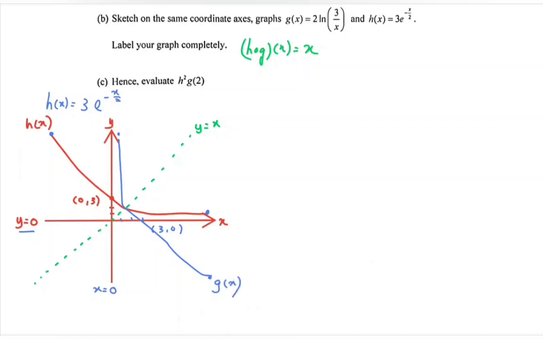Do remember to make sure you label the x and y axes, the vertical and horizontal asymptotes, the points of intersection with the y axis, and also the reflection axis.